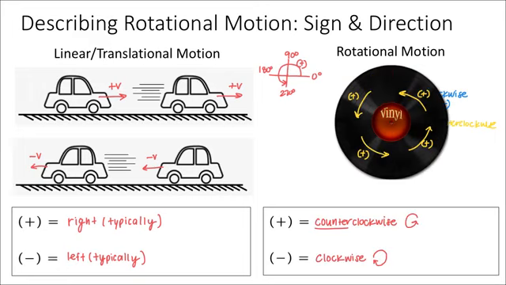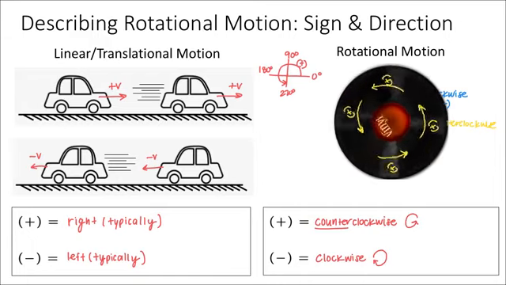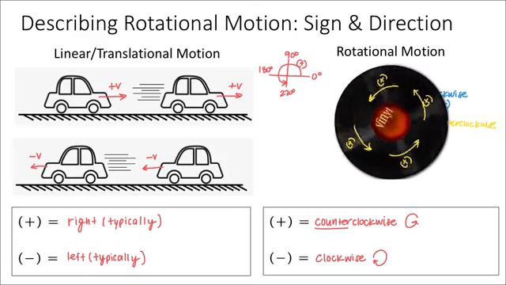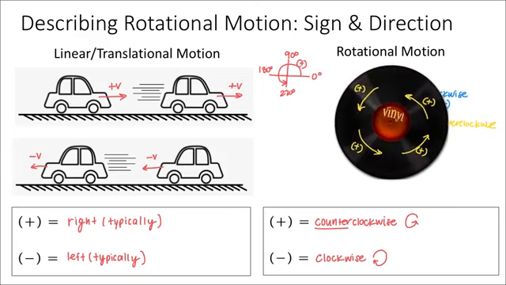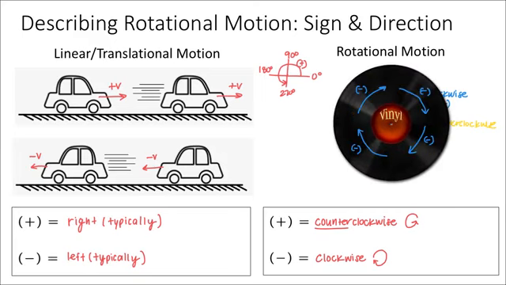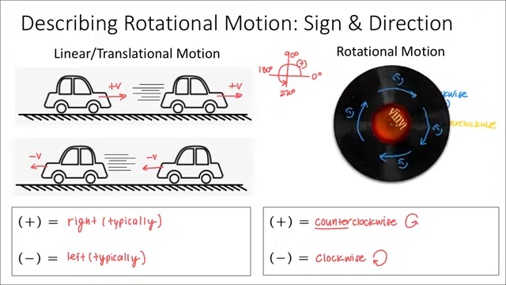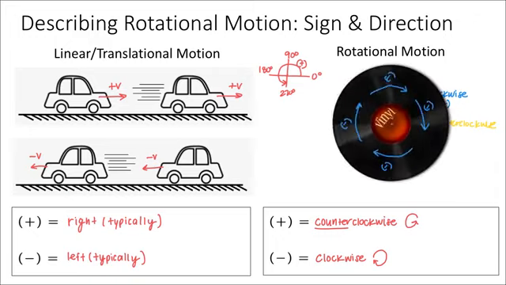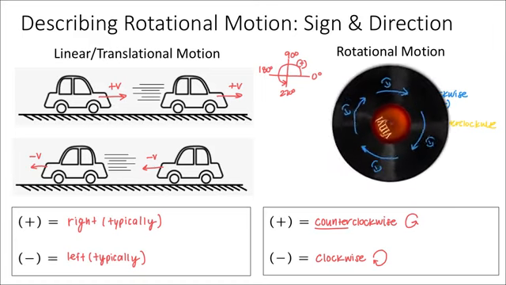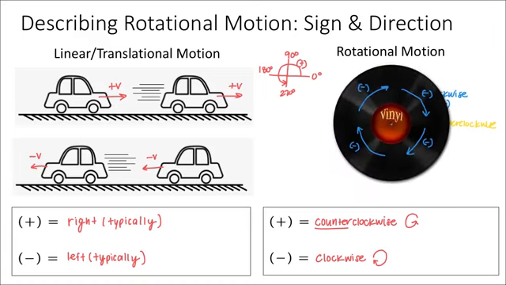I'll go ahead and demonstrate this in actual motion as well. So this would be counterclockwise or positive motion, rotating in a counterclockwise direction. And this would be negative or clockwise motion. All right, so we've now defined sign and direction for rotational motion, similarly to how we defined it before for linear motion.